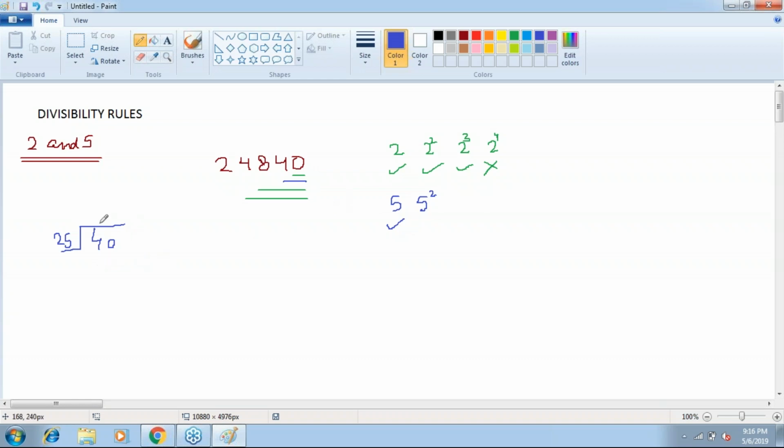And if not, then whatever remainder 40 gives when divided by 25, the entire number 24840 will also give that same remainder when divided by 25.